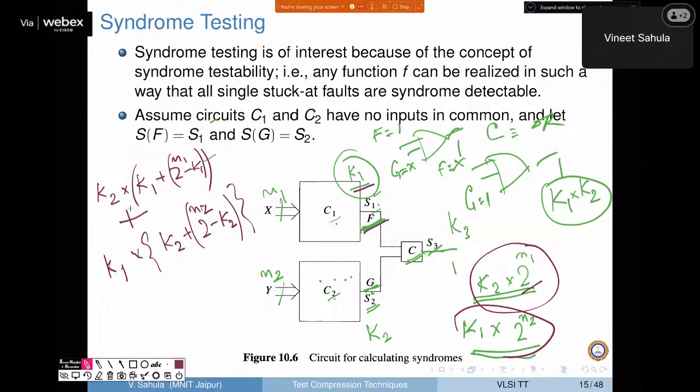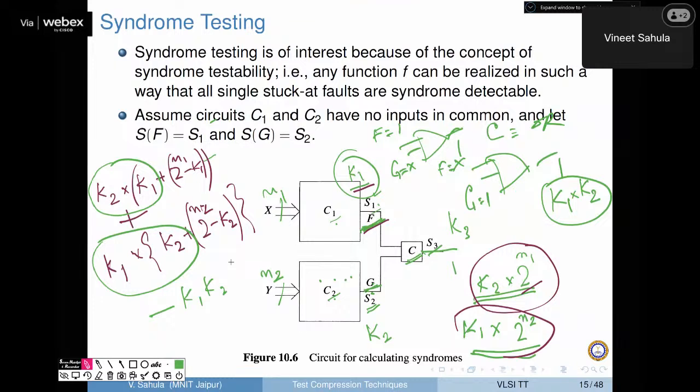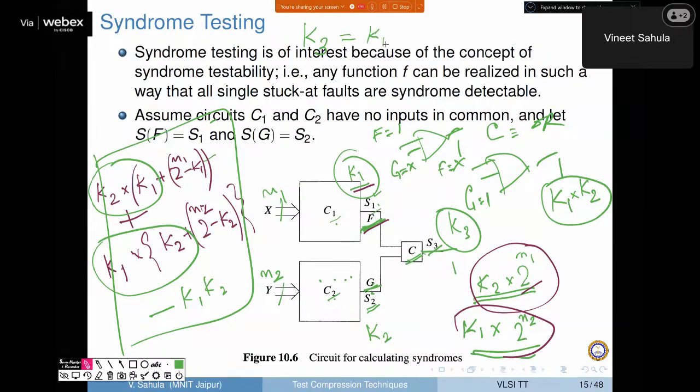If you add these two and look at this, you find out that K1 K2 is multiplied here and K1 K2 is multiplied here, 2 times. So we must subtract this 1 time. That's all, and I have got the K3. This is K3. So I write K3 here. K3 equals K1 times 2 to the power n2 plus K2 times 2 to the power n1 minus K1 K2.